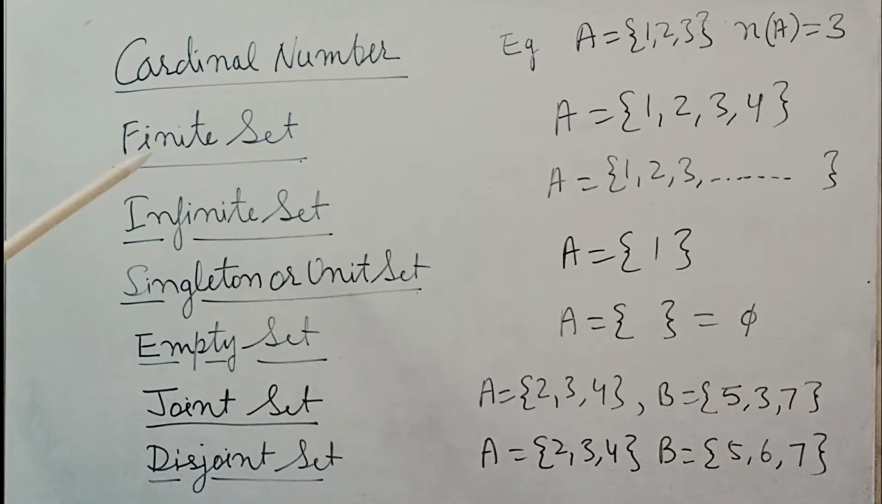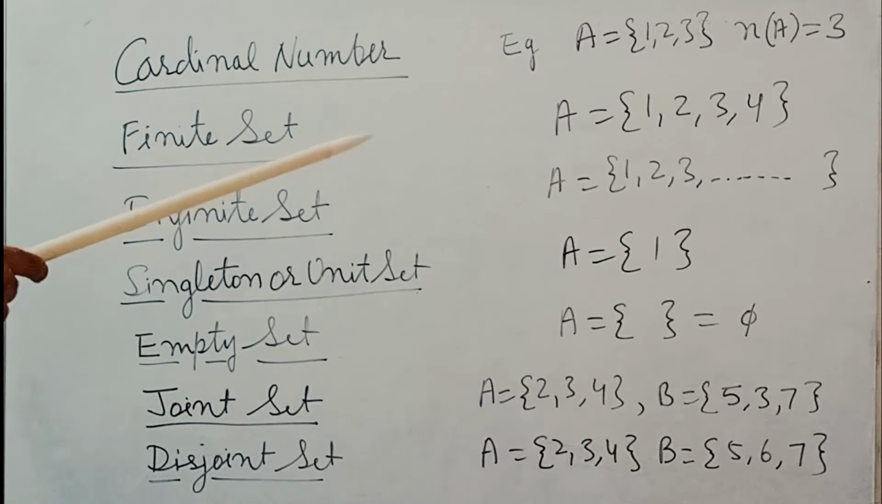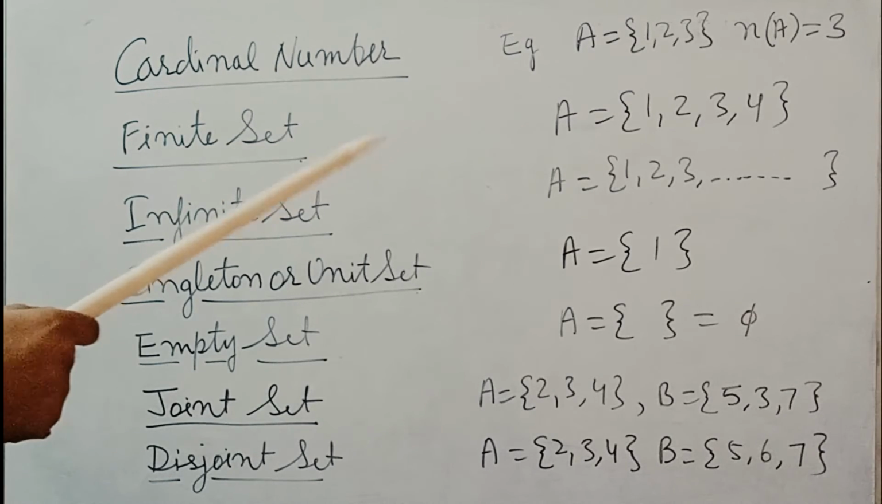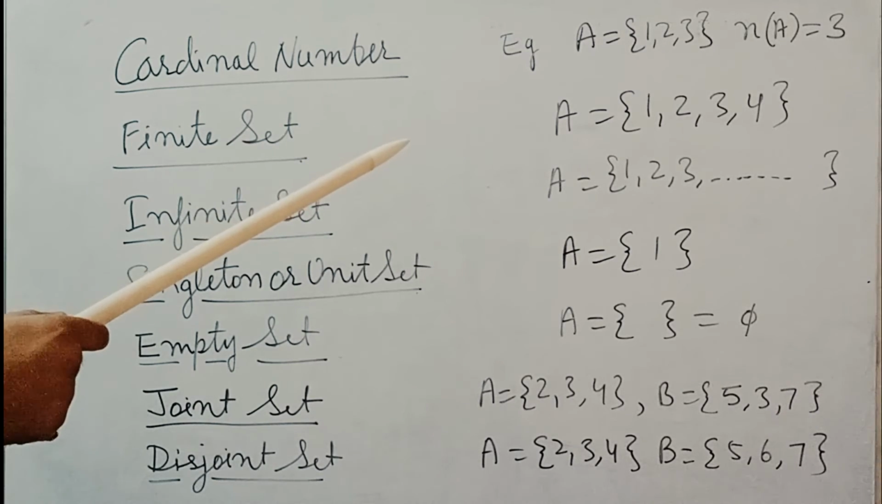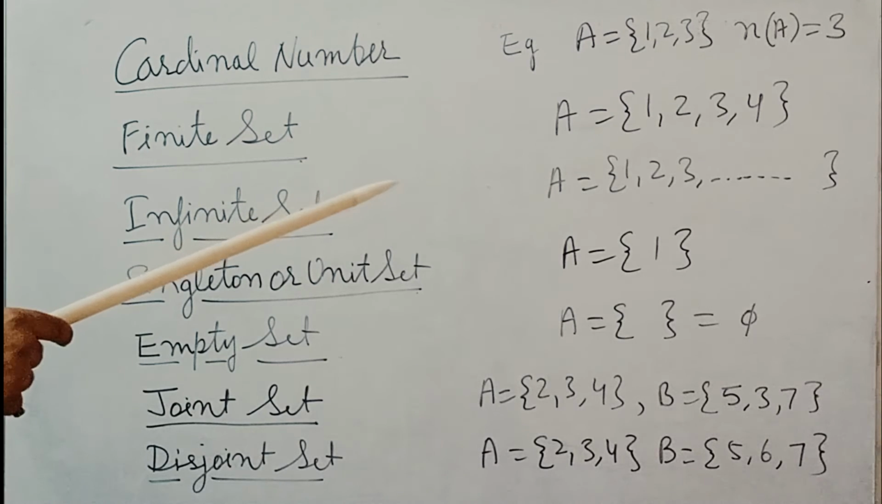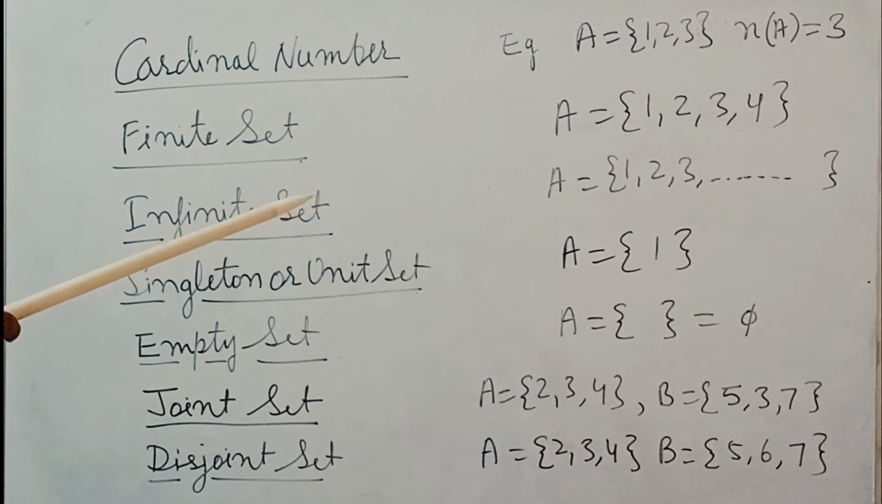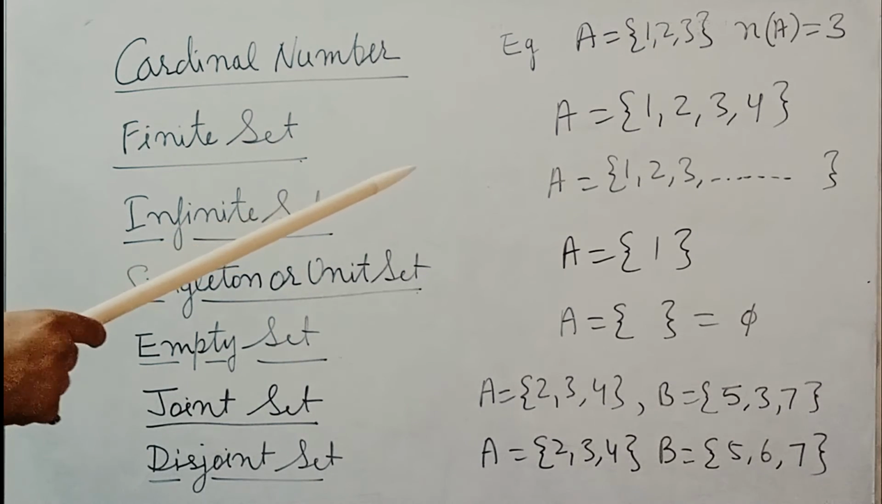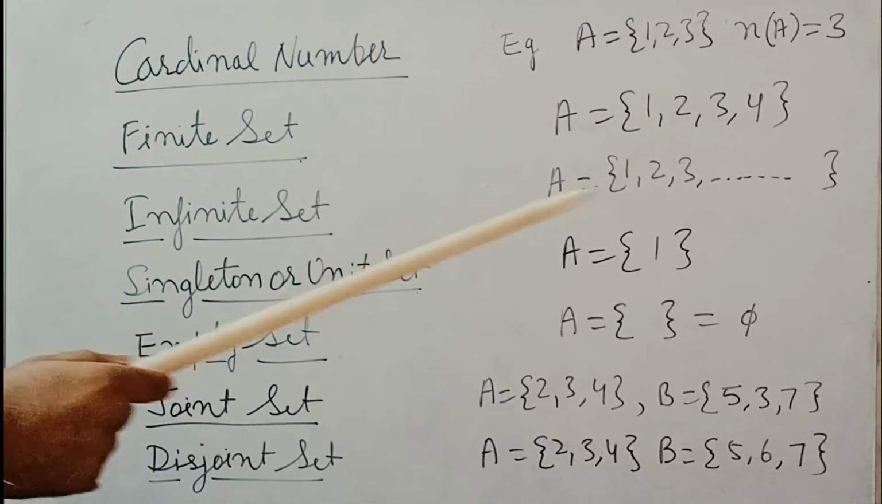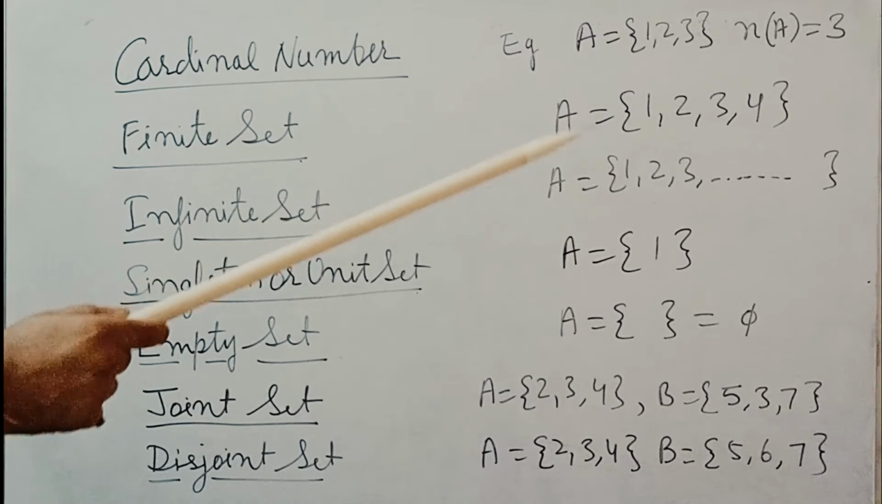So next is the finite set. What is a finite set? If the number of elements in the set is finite, that is known as a finite set. As A equal to 1, 2, 3, 4, we know the number of elements in that is 4, so that is known as a finite set. Infinite set: the number of elements is not known. Just like we are taking set A equal to 1, 2, 3 and so on. We don't know how many elements are there in this set, that is known as an infinite set.